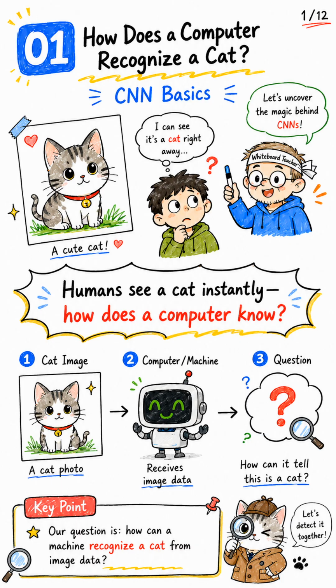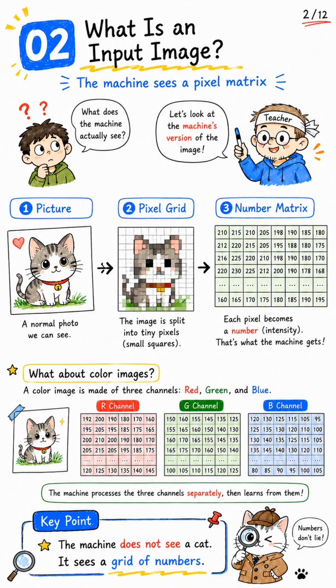You can think of CNN as an image detective. The cat is already hidden inside the image. CNN's job is to find the clues. In a computer, an image is not stored as a picture in the human sense. It is stored as a pixel matrix. Each tiny square in the image has a number. That number represents brightness or color information. For a grayscale image, each pixel may be one number. For a color image, there are usually 3 channels: red, green, and blue. So humans see a cat, but the machine sees a stack of number grids. CNN starts from these numbers and tries to discover useful patterns.